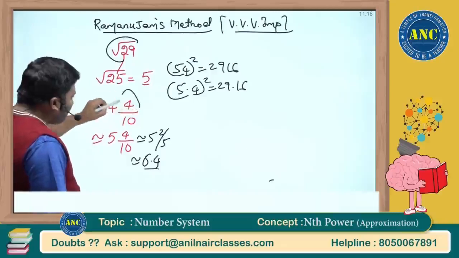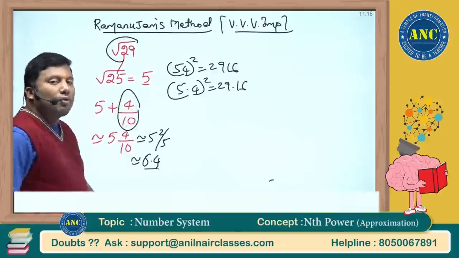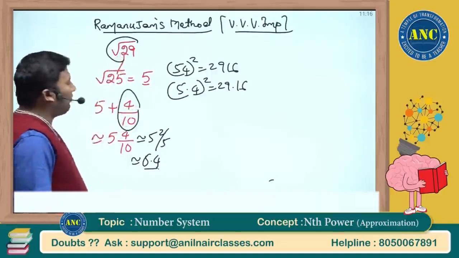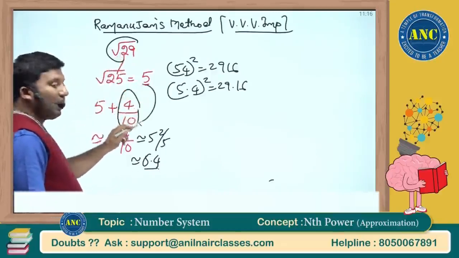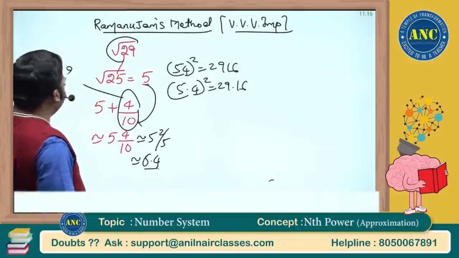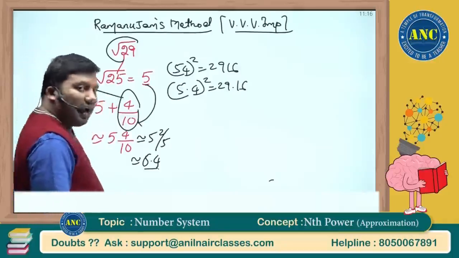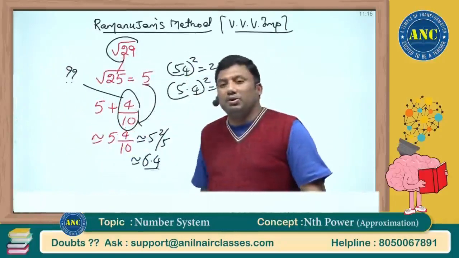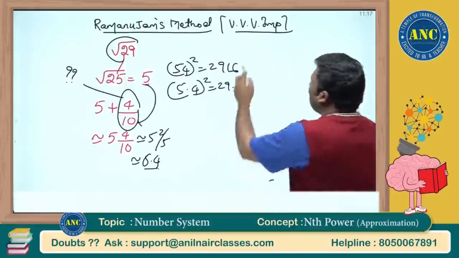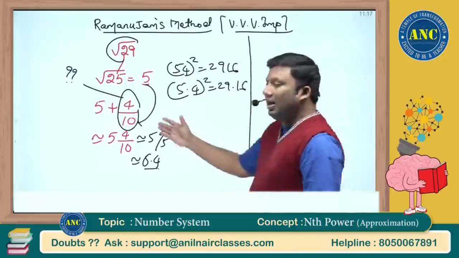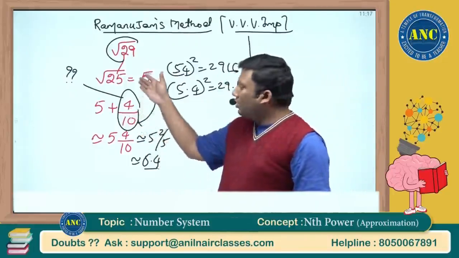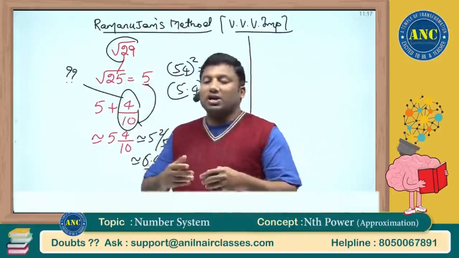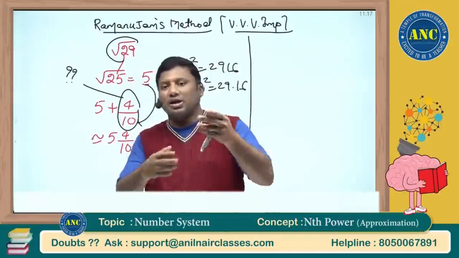Did you discuss with the students how you got this 4 by 10? You are telling it vaguely. 29 minus 25 is 4, and double this value. This is where some smart students will ask you a doubt, and smart students know that you are just telling it from a textbook without giving the proof. If you see any YouTube videos where they are teaching like this without giving the proof, you can understand the level of subject knowledge they have.